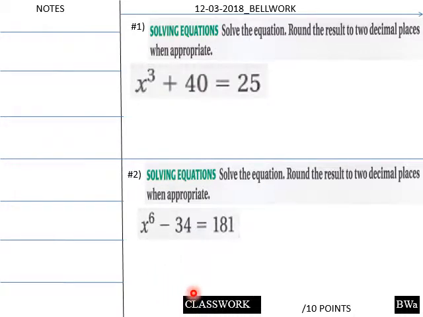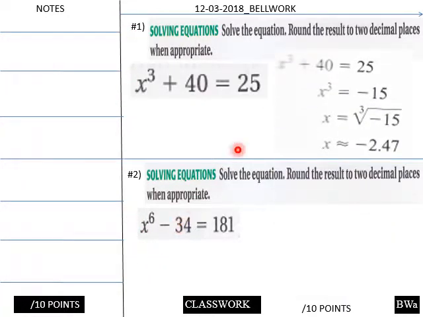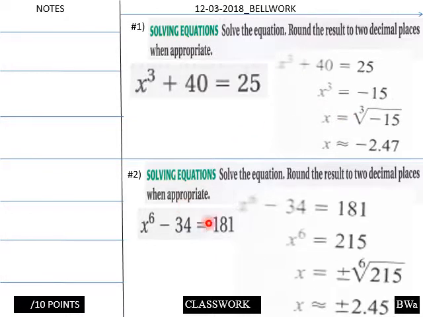Okay, welcome back. The solutions for our bell work. Here is the first solution: you come up with the cube root of -15. And then here, x minus 6, we take the 6th root of 215, and that's our solution here.